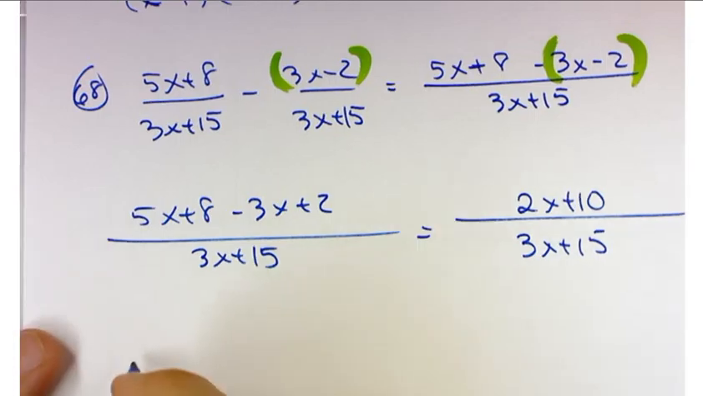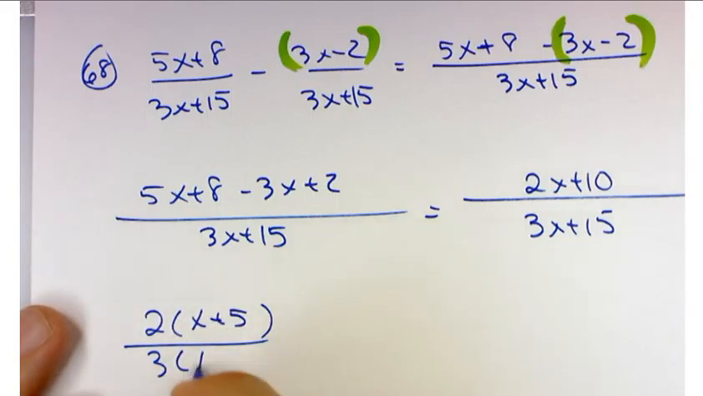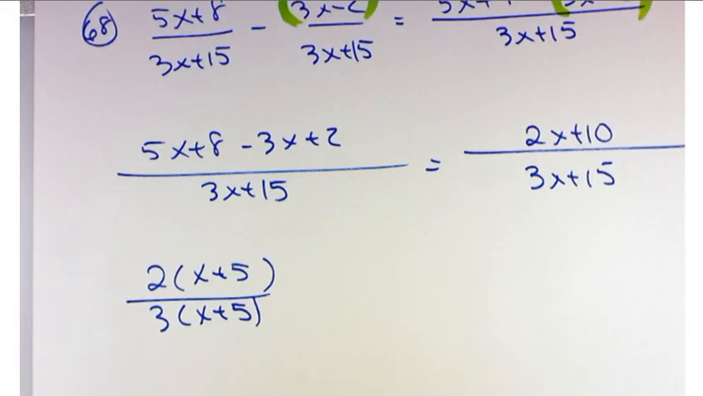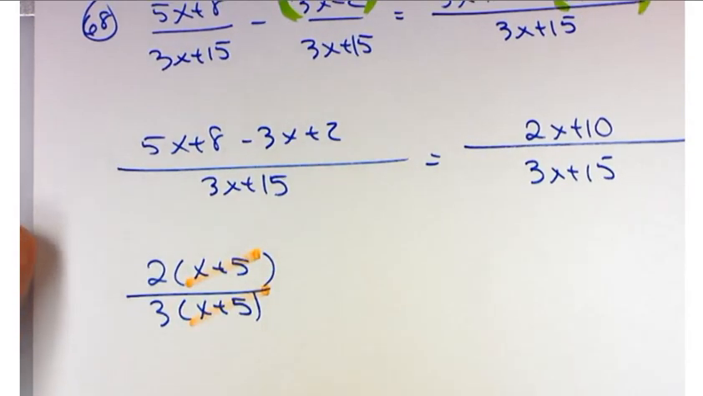Good. Nikaya, what can factor out, or how does the denominator factor? Good. So 2 times x plus 5 over 3 times x plus 5. And finally, a little more cancellation. You get 2/3.